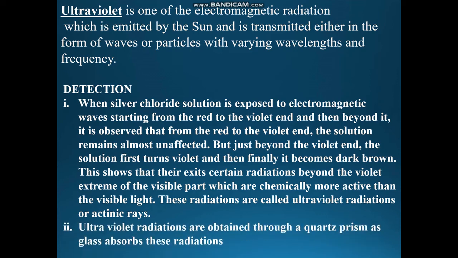Remember, ultraviolet radiations are obtained through a quartz prism as glass absorbs these radiations. So, an ordinary glass prism will absorb these radiations and only a quartz prism will be able to pass the ultraviolet radiations.